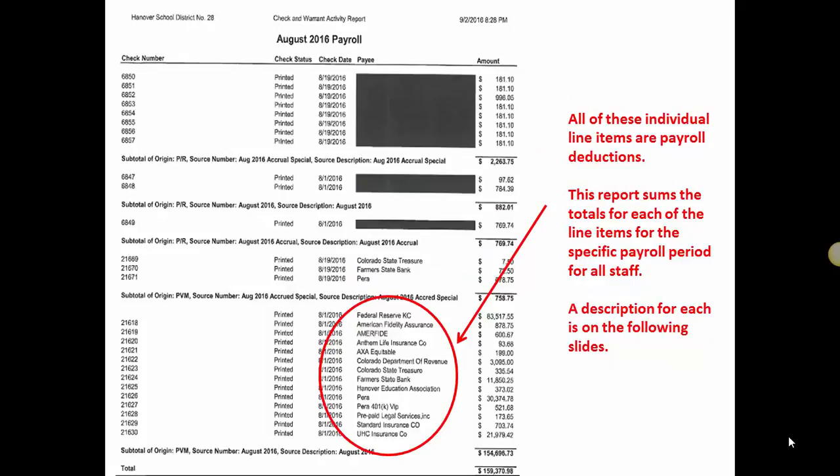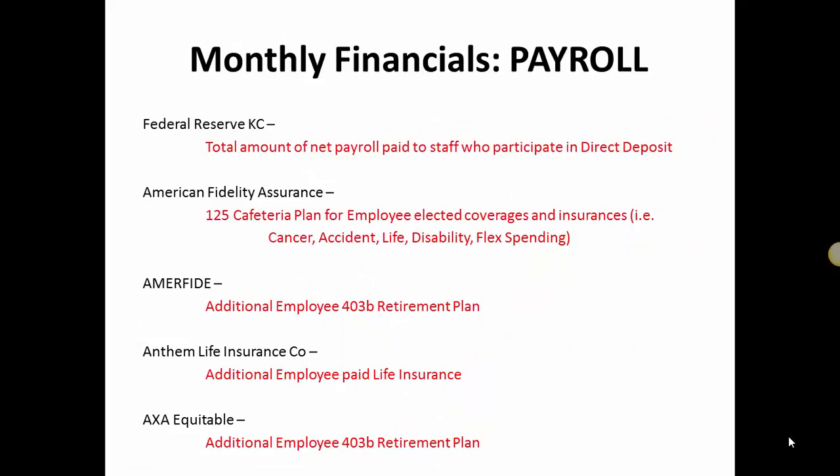At the bottom you will see there are individual line items. They are all payroll deduction items. At the bottom of the report, it'll have a sum total for each of the line items for the specific payroll period for all staff. We're going to focus in on those specific payroll line items. What do they mean? The first item is Federal Reserve KC. That is the total amount of net payroll paid to staff who participate in our direct deposit.